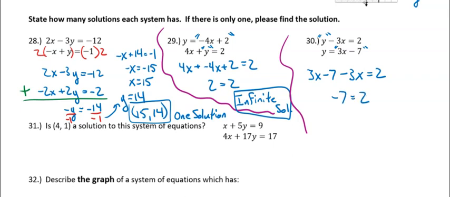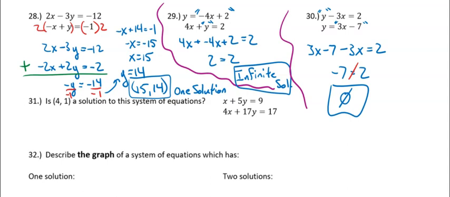And this is a false statement. So when there's a false statement, I say it's no solution. So there are no solutions for this one. Okay. So when we get an actual answer, because it's one ordered pair, it's one solution. The second one, true statement, it's infinite solutions. A false statement is no solution.